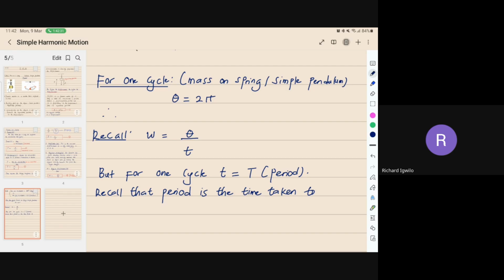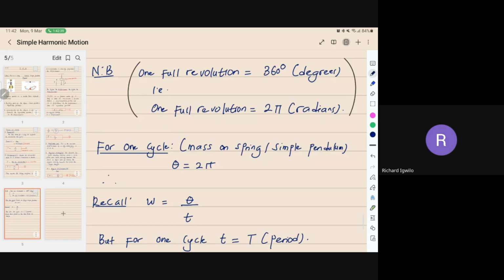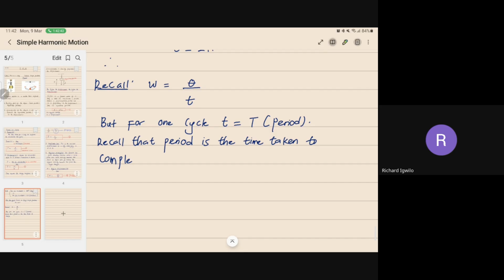It's the time taken to complete. Let's go back to where I explained period. Time taken for a body to complete what? One cycle, or oscillation, or revolution. To complete one cycle. Right? Therefore, Anointed, are you following?